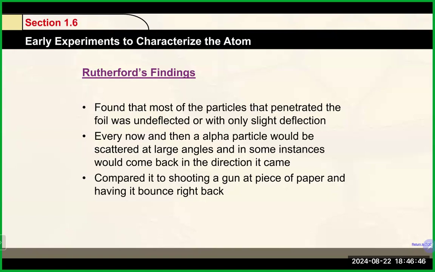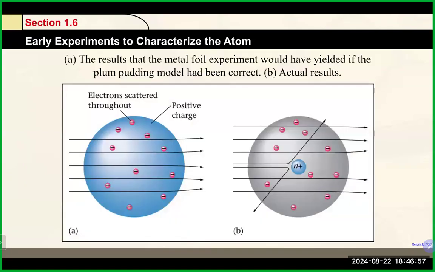Like I said before, they saw these alpha particles bouncing at large angles every so often, coming back to the source. Again, like shooting a gun at a piece of paper and having it come back at you. On the left is what they envisioned happening. On the right is what we talked about that did happen. Those particles that sailed through pretty much didn't run into anything to alter their course much.